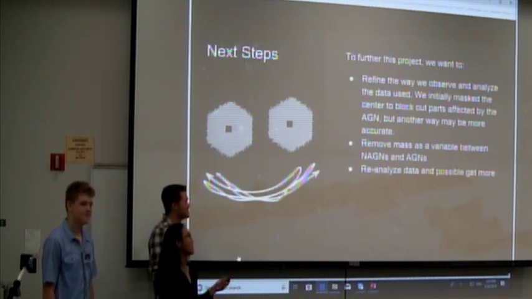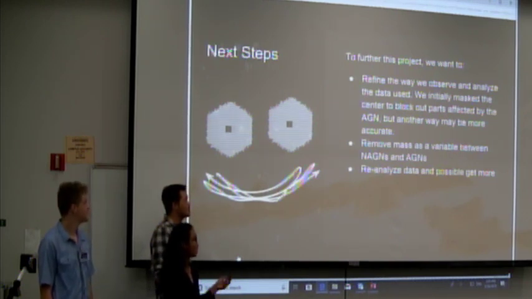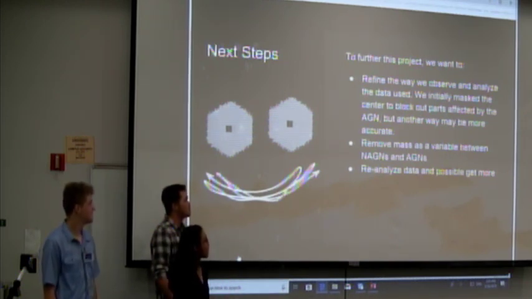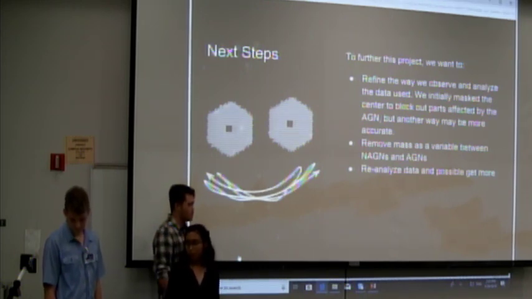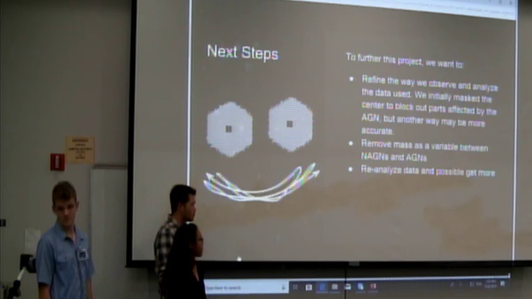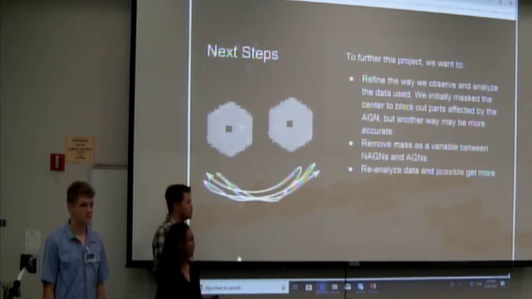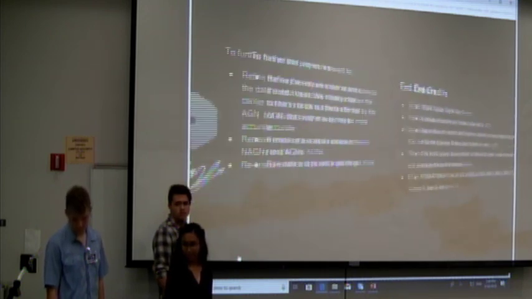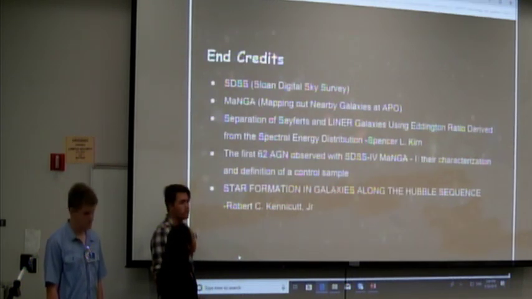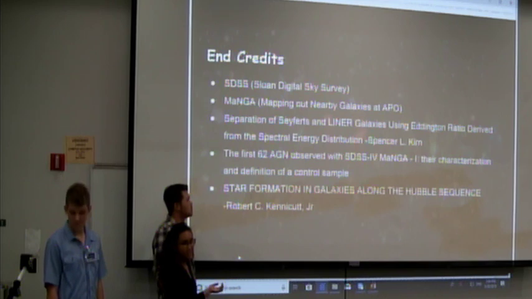To further this project, we want to refine the way we observe and analyze the data used. We initially masked the center to block out parts affected by the AGN, but another way may be more accurate. Another thing we want to do is remove mass as a variable between non-active and active galactic nuclei. And we also want to reanalyze data and possibly get more. Are there any questions?